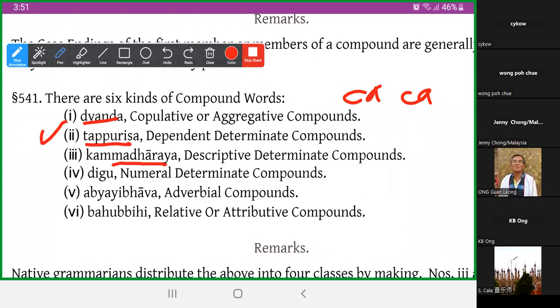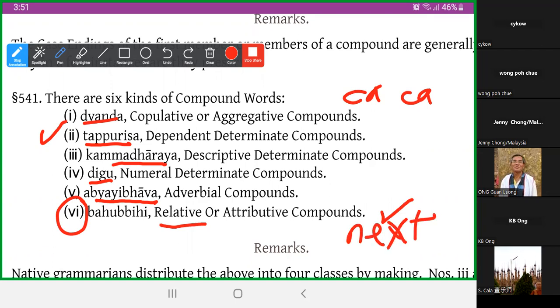This one we already studied. Digu we studied. Abai Bawasai. And this one is difficult, because it's using the relative concept. So this one we go next week. I will send it to you in advance, or if you have the book, you study by yourself. Next week, you study by yourself first, because this is a little bit difficult to understand.